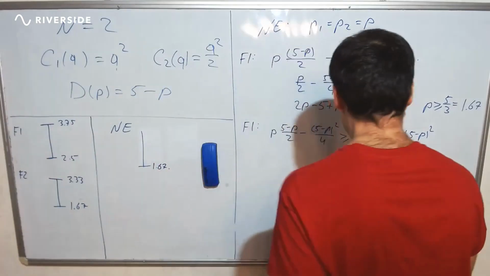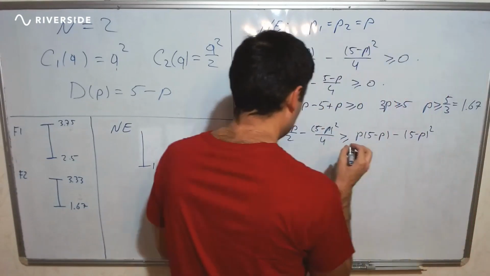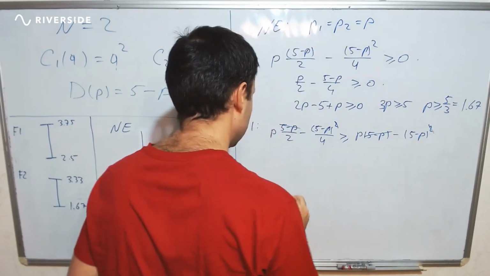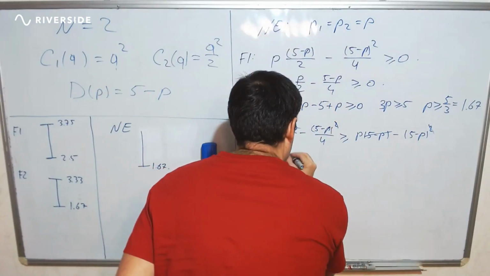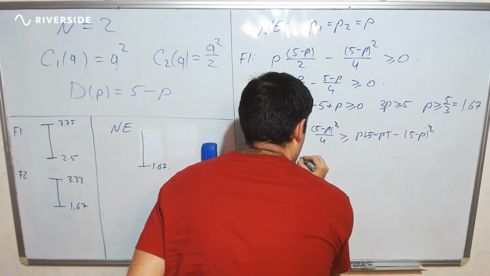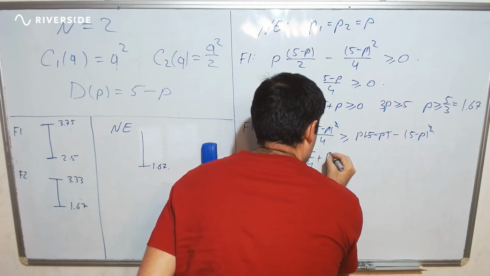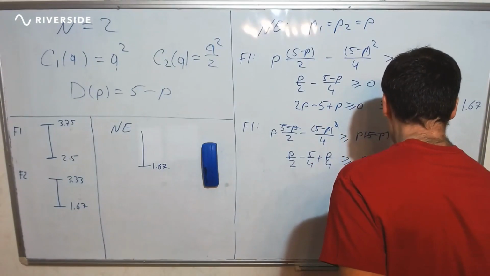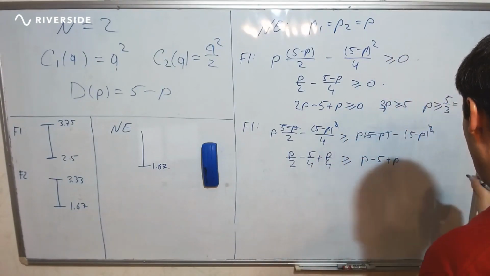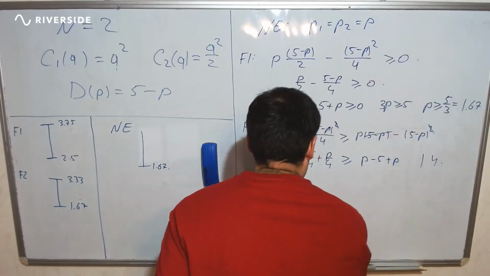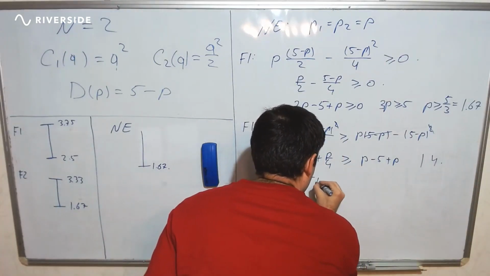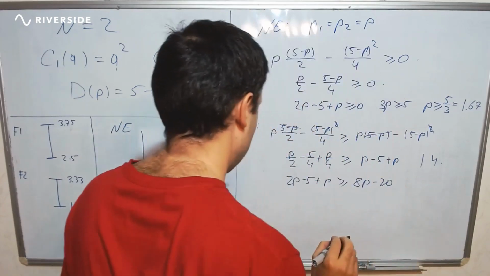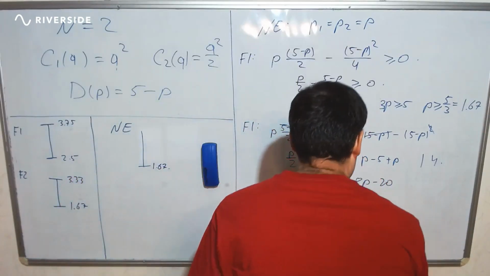expression here. Okay, so let's solve it. We cancel 5 minus P on both sides. So what do we get? Here P over 2 minus 5 over 4 plus P over 4 greater than P minus 5 plus P. So let's multiply everything by 4. So 2P minus 5 plus P. Here we'll have 8P minus 20. So let's see.